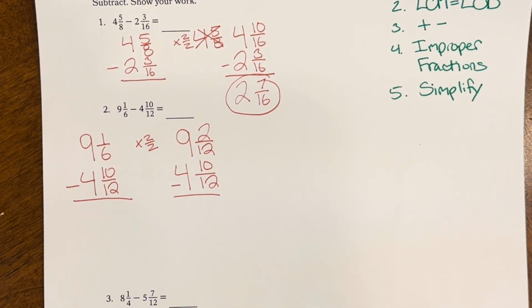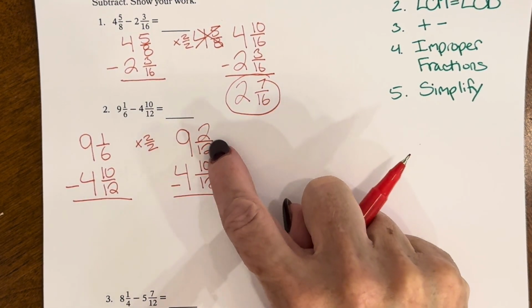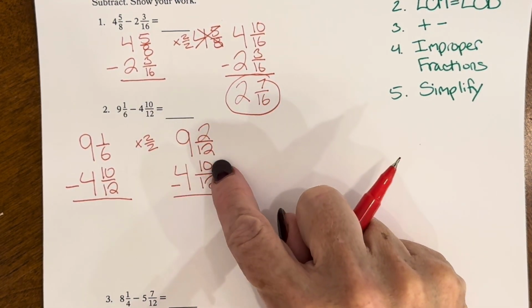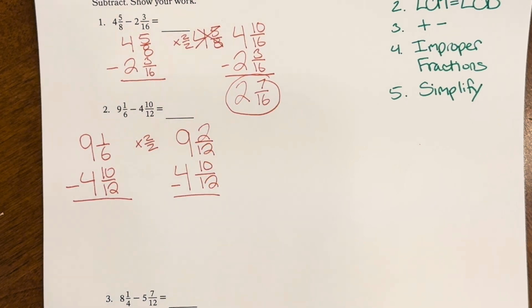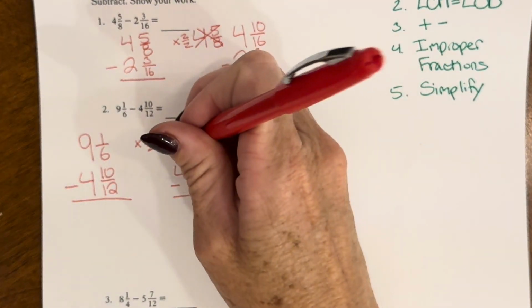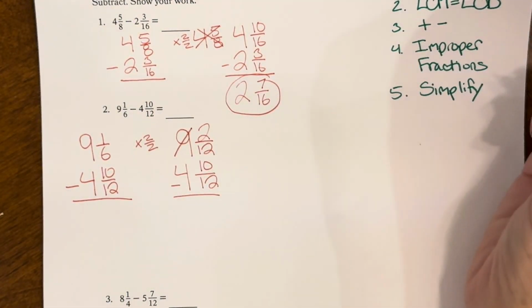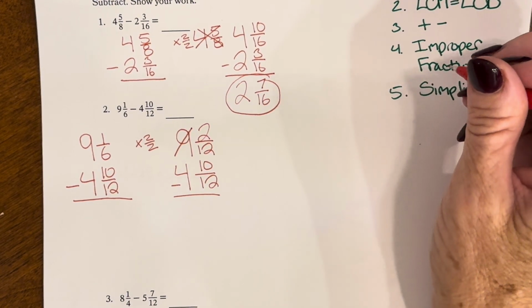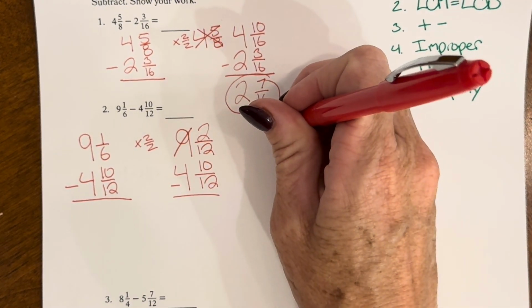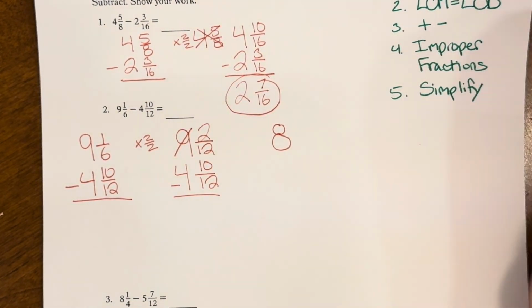I did step 2, and now I'm on to step 3, which means subtract. 2/12 take away 10/12 is not possible. I cannot do that, because if I only have 2 of something, I can't take away 10. So I'm going to have to regroup or borrow. I'm going to take away one of those wholes, which leaves me with only 8 wholes.